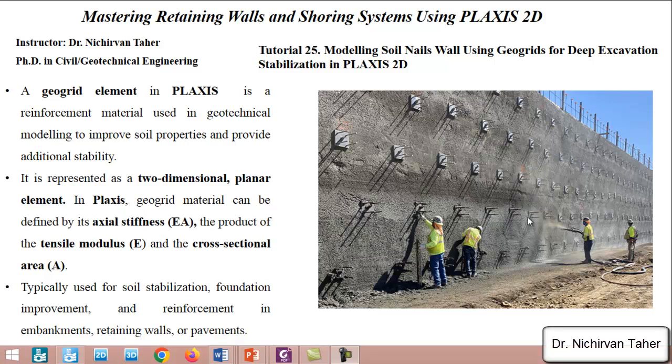Hello everyone, welcome back again to PLAXIS 2D course for mastering retaining walls and shoring system. This is tutorial 25, modeling soil nails wall using Geogrids element for deep excavation stabilization in PLAXIS 2D.